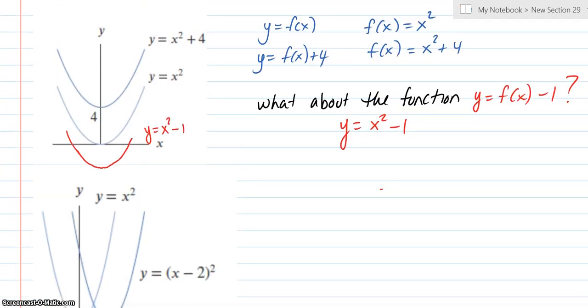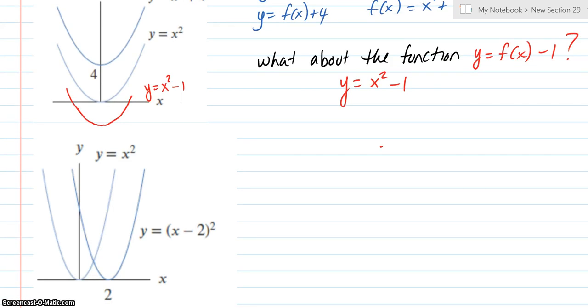What about a horizontal shift? Notice how this looks like a horizontal shift. Instead of the number being on the outside, now it's on the inside. So if we take this x squared and we subtract 2 on the inside, it actually is a shift 2 to the right. It does make sense because when x is 2, y is 0 there. So it does the opposite sign because it's within the function.